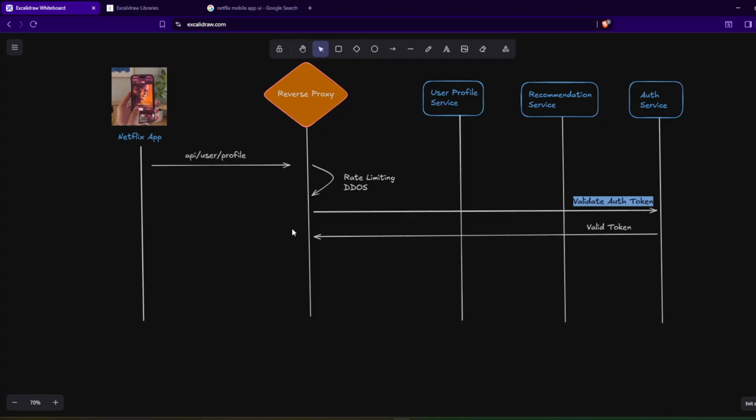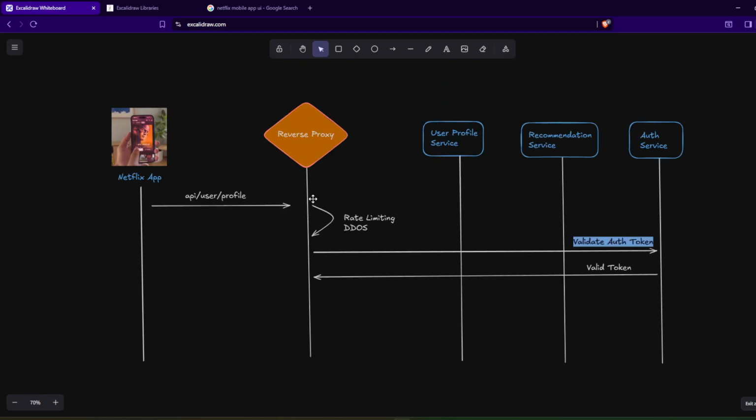After that, there might be so many requests coming from here, right? API user profile and API user recommendation services. I will just write it here: profile, recommendations. How do I know whether to go for the user profile or the recommendation service? This guy sitting here can take those decisions. Those are known as the routing decisions based on the URL.